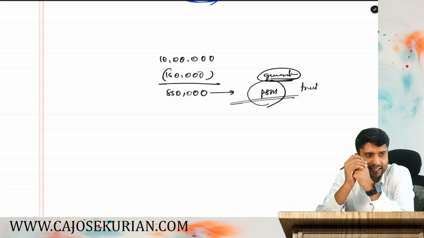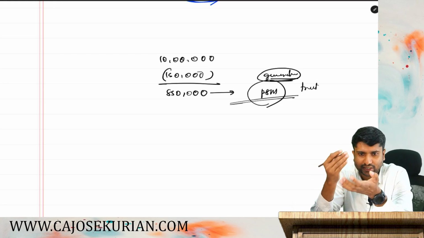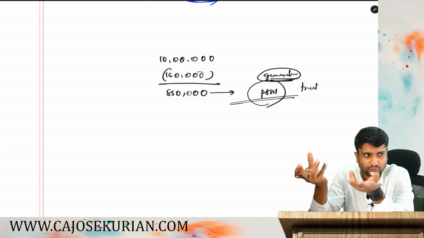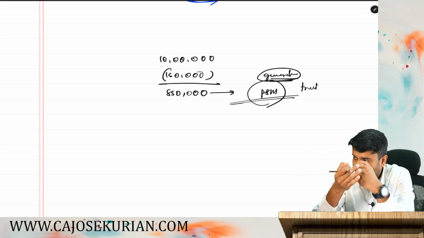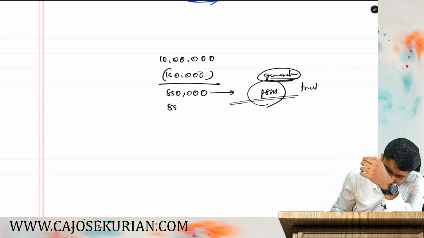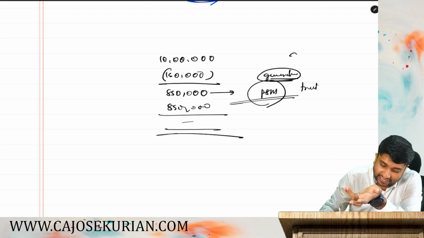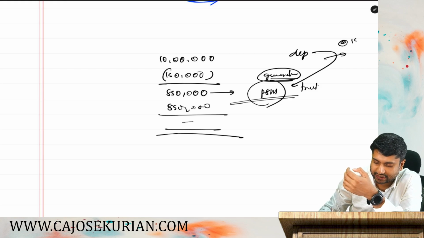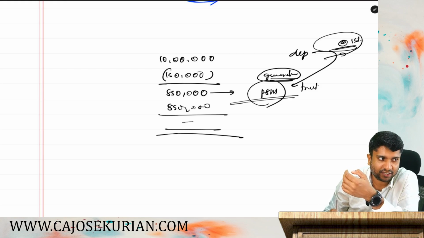Now I can claim that entire 8,50,000 as an application, because application doesn't mean it has to be in revenue nature. It can be in capital nature also. Are you with me? So I bought plant and machinery or a generator and I've claimed that entire 8,50,000 as application. Now, can I claim depreciation on this plant and machinery again at 15%?